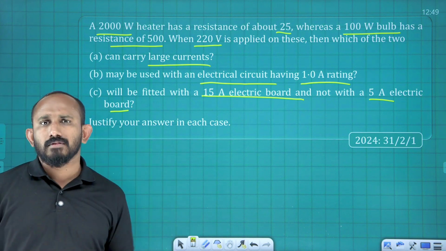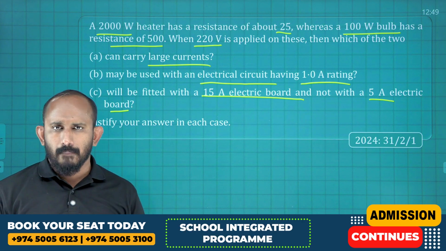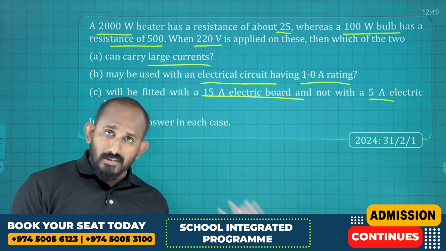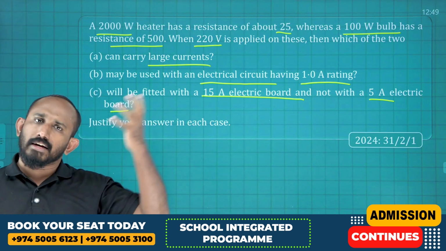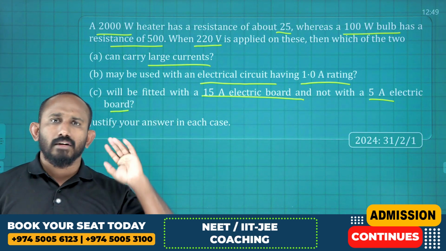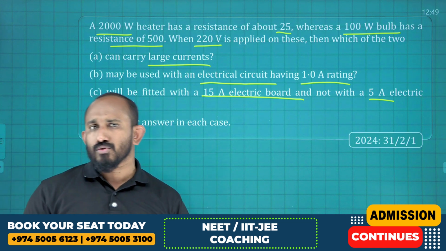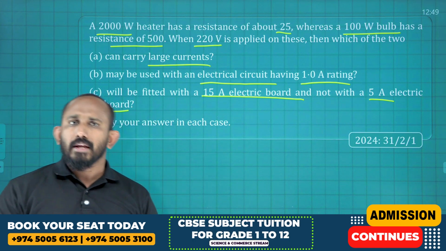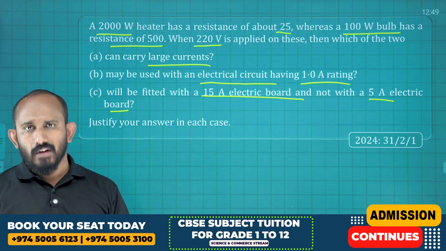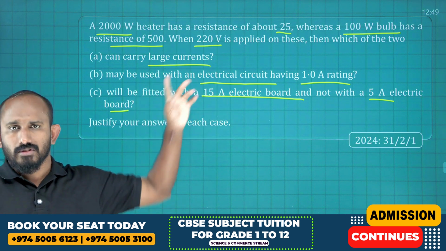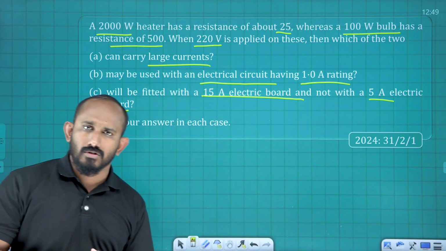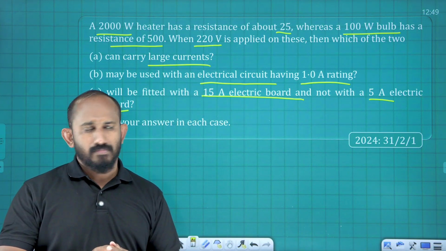So for that purpose, either you can calculate the resistance of each one. If resistance is greater, less current will be there because the same voltage, 220 volt, is connected. Or directly you can find the value of current because power is given and voltage is given. So any one concept we can make use of.